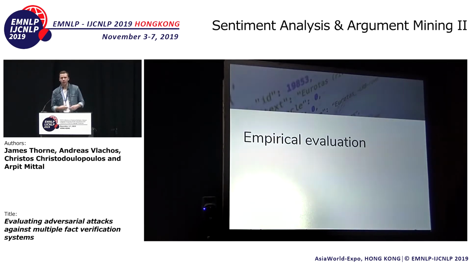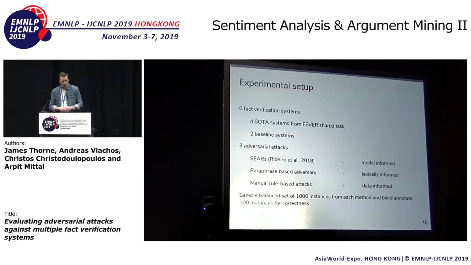So then comes the point where we do an empirical evaluation, and we look at 6 fact verification systems and 3 methods of generating adversarial attacks. So we take 4 state-of-the-art systems, and these were the highest ranked systems from the first fact extraction and verification shared task. And then we also have 2 simpler baseline systems, which consist of a TF-IDF-based document retrieval system and a simple NLI classifier. And we're exposing these systems to 3 classes of adversarial attacks.